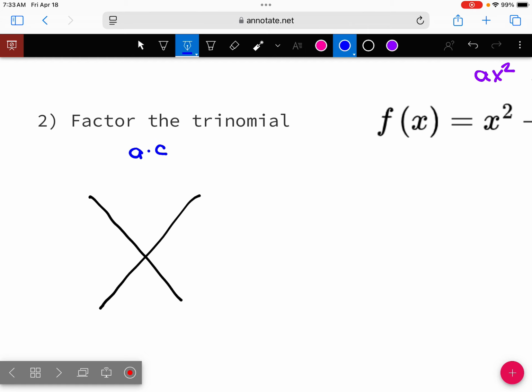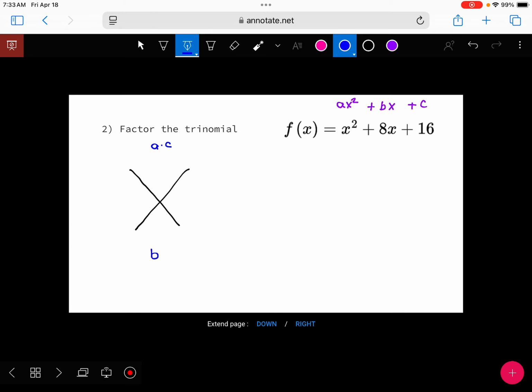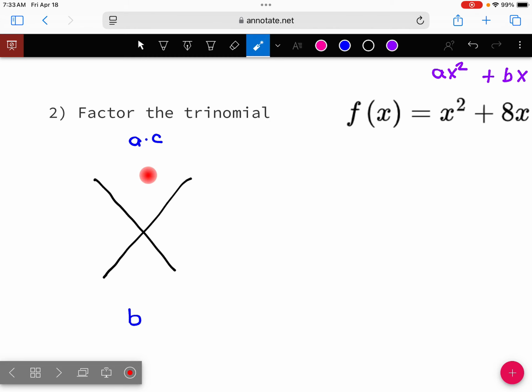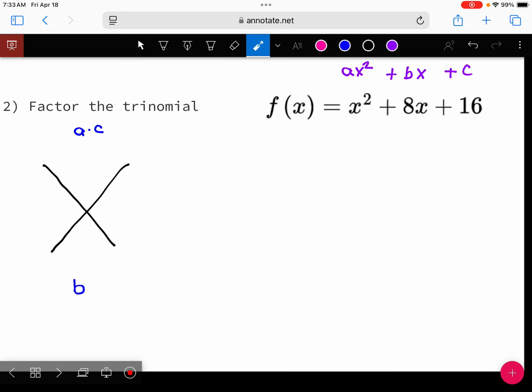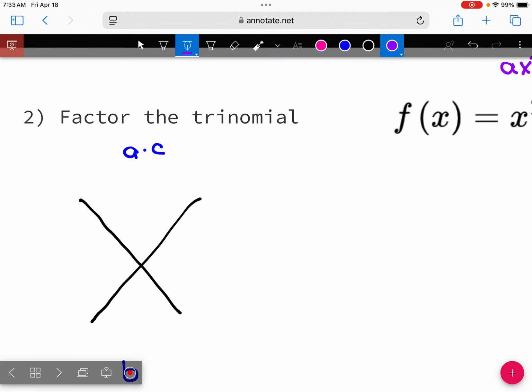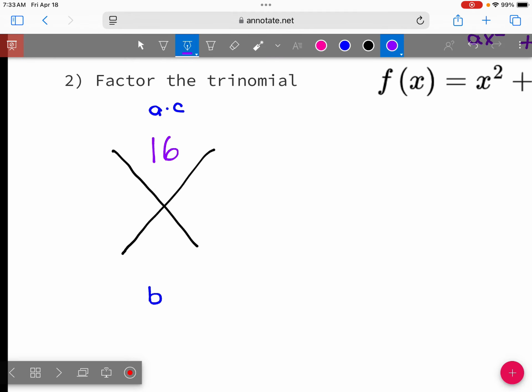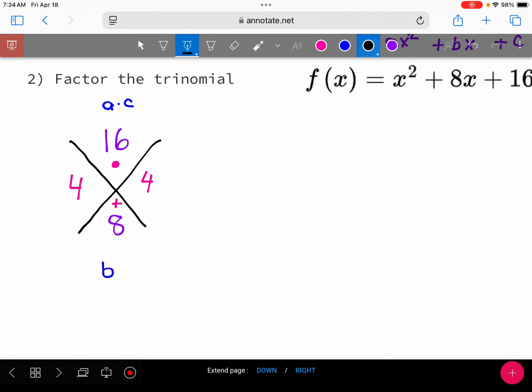That's when we're taking our A times C at the top, B goes at the bottom. So what is our A times C? What's going to go up here? 16, because we have our 1 that's here and our 16 that's here. So we have a 16 in the top. What goes in the bottom? 8. So we're looking for a pair of numbers that multiplies to be the top and adds to be the bottom. That's all we're doing. Just factoring like that. 4 and 4. So if you want to use the box, absolutely valid.